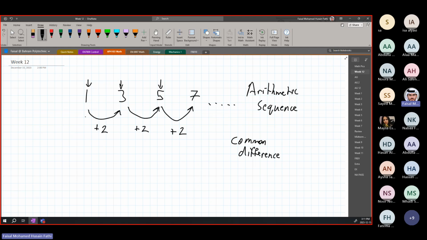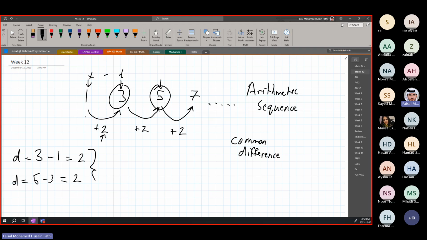So how do you find this common difference? This common difference is simply you subtract the second number of your sequence, you subtract from it the first number. So in this case, you would do 3 minus 1. That would be your common difference, which is equal to 2. Same thing you'll do with the third number, which is 5 and 3. If you do 5 minus 3, it's also equal to 2. So now you can confirm that this is an arithmetic sequence with the common difference of 2.